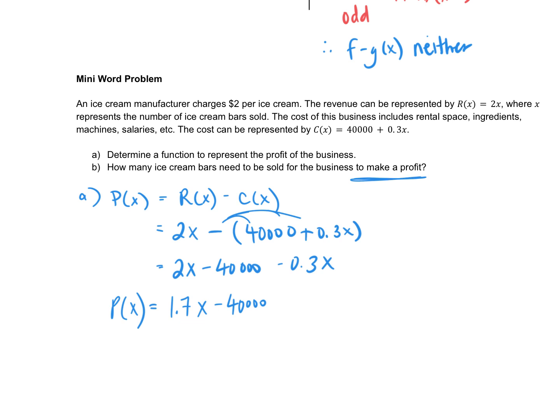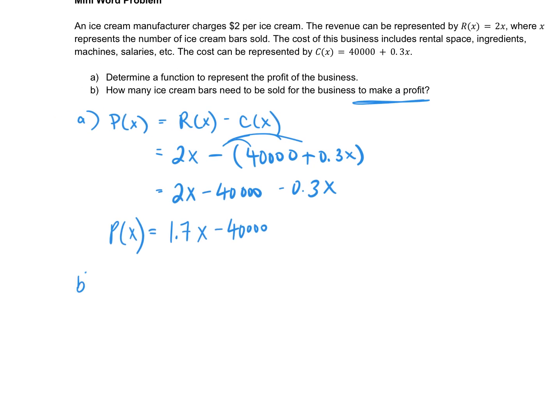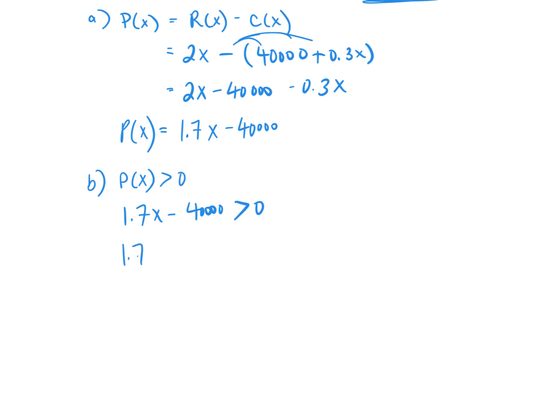So if I want to make a profit, I want to have a profit that is greater than 0. That means I'm making money. So I'm actually just going to be solving an inequality. So profit has to be greater than 0. So 1.7x minus 40,000 has to be greater than 0. This is just a linear inequality, so I'm going to bring the 40,000 over to the other side. And now I'm just going to divide both sides by 1.7. And I'm dividing by a positive, so I don't have to worry about any flipping of the inequality sign.